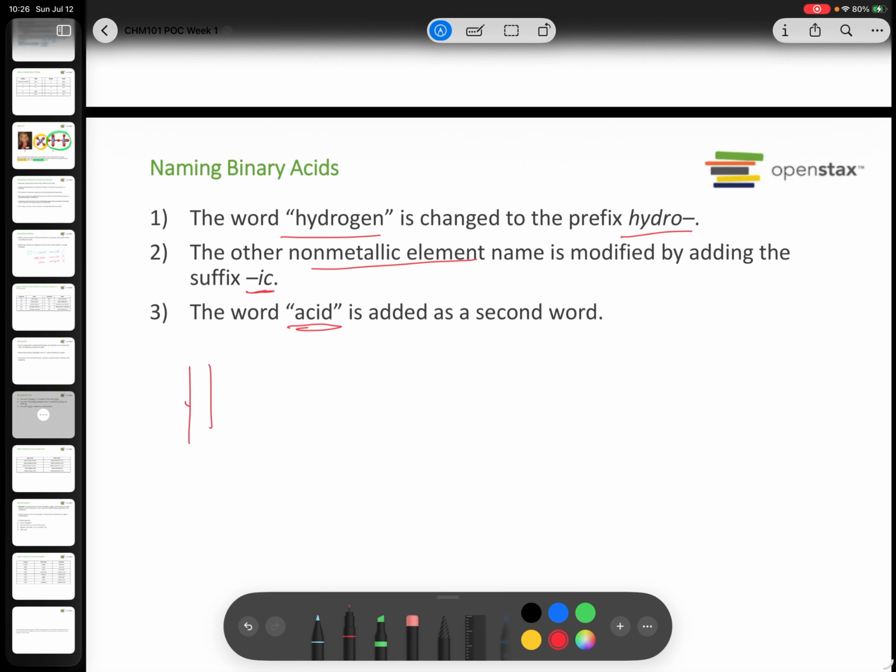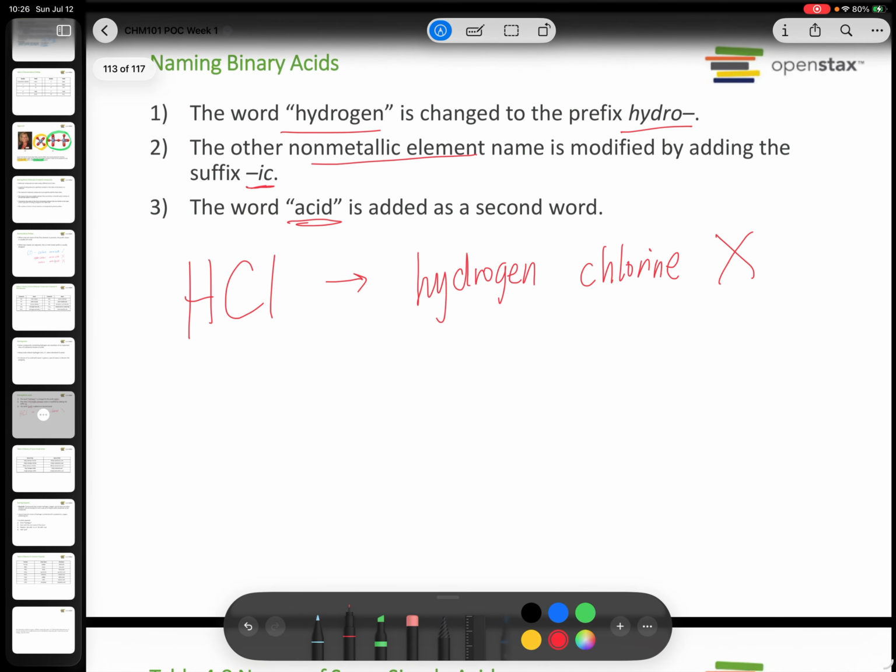Okay, for example, ito, pinaka-famous. So, this will be hydrogen and chlorine, di ba? Pag diretso lang, so that is wrong. So, paano natin siya gagawin? Ano yung tamang way? So, this will be hydro. Then, ano yung name niya? Chlorine. Babaguhin daw natin to IC. Hydrochloric. Then, we use the word acid sa dulo. So, that is hydrochloric acid, no?